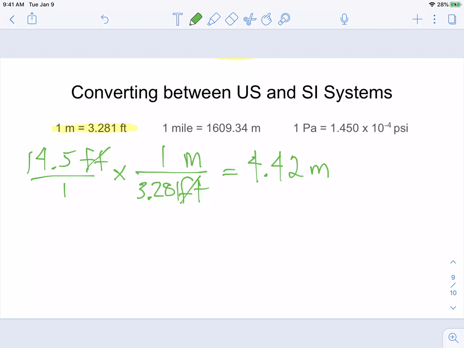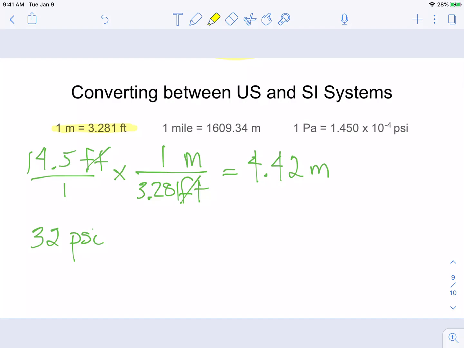Here's another one that we could do. What if we were talking about, say, tire pressure? And the tire pressure was about 32 PSI, pounds per square inch, but I'm just going to say PSI, and I want to change that to pascals.